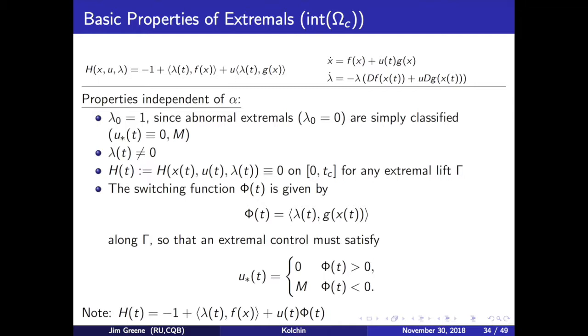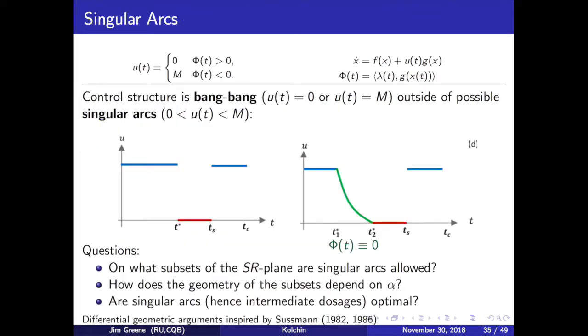Of course, when phi is 0, we don't know yet. We have to do more work, but basically everywhere interior to the control structure, we know precisely the control structure away from where phi is equal to 0. So again, this is sort of standard, so maybe I don't need to go into it too much. So we basically know the control structure is bang-bang, outside of course, possible singular arcs. So that's really the question we want to address. As long as phi is not identically 0, we know the structure is just bang-bang, between m and 0, where the switching points are given by the zeros of phi.